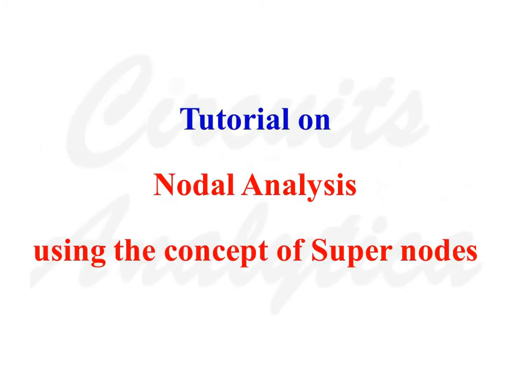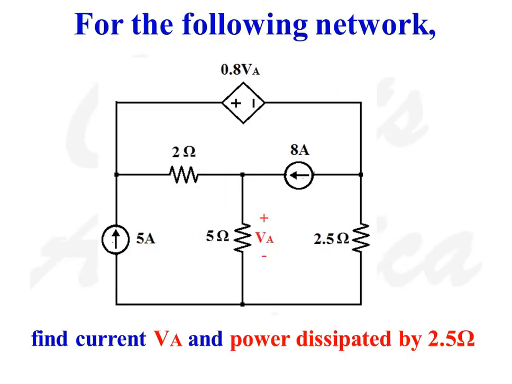In this tutorial, we will discuss nodal analysis using the concept of supernodes. For the following network, find current VA and power dissipated by 2.5 ohms resistance.